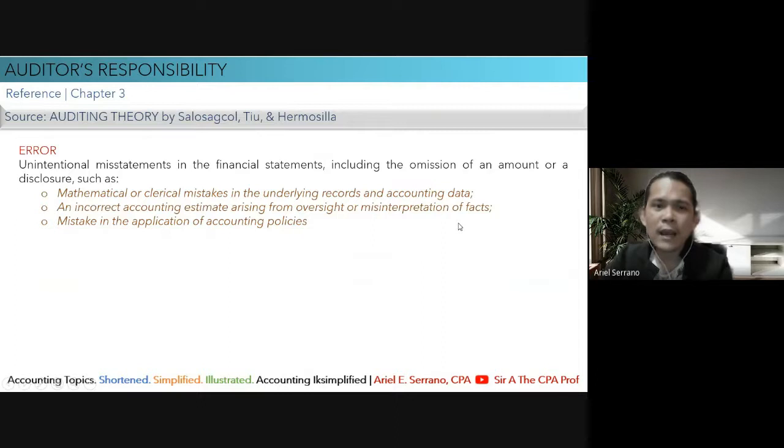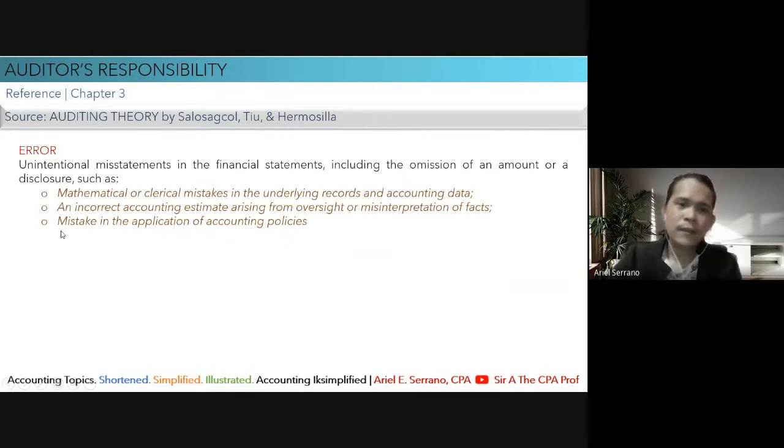Marami tayong mga accounting estimates. No? Kasi hindi natin ma-ascertain kung magkano ba talaga. So, we provide an estimate. And when we are providing accounting estimates, maari kasi na mali yung ating maging estimates doon. Based sa mali kasi yung pagkaintindi natin ng mga facts or simply meron tayong oversight doon. So that is still an error.